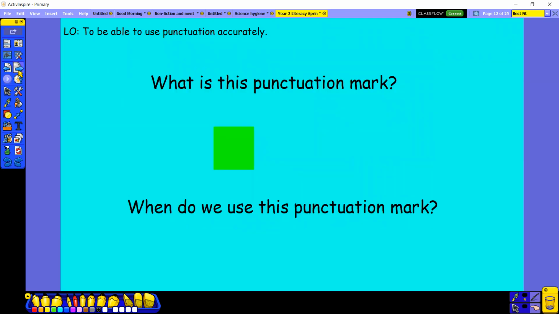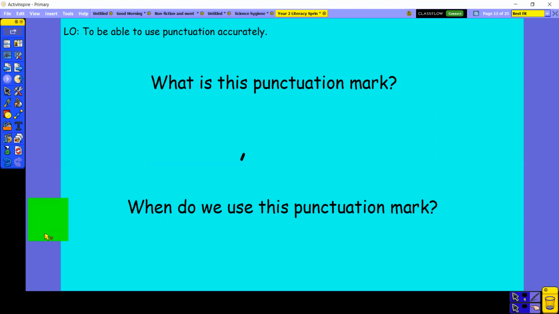Right, we're going to have a little look at this punctuation mark here, and I wonder whether anybody can remember what it's called. Can you remember what it's called? If you can, tell your grown-ups. It's called a comma.